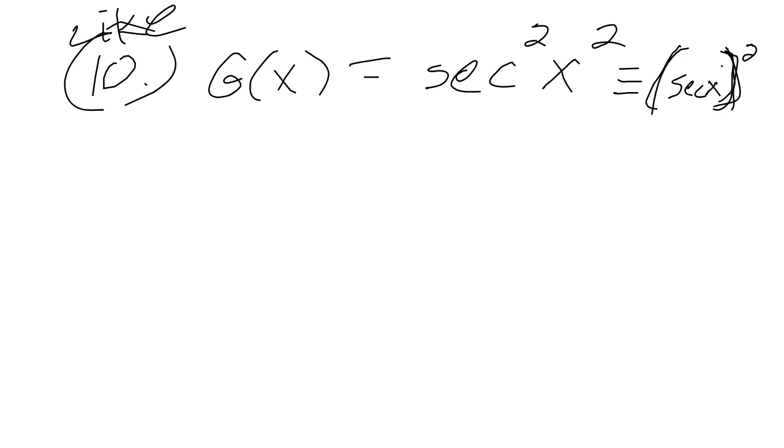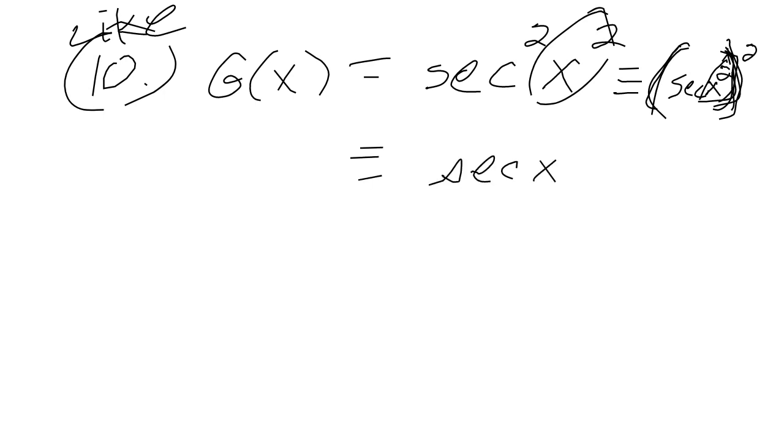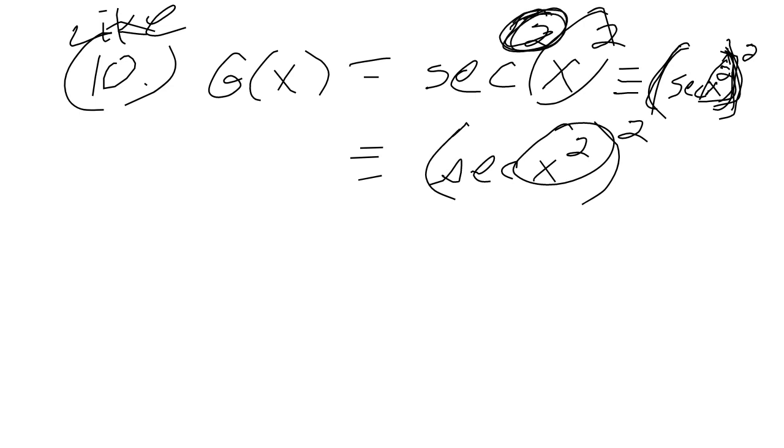Secant of that thing, quantity squared, because secant squared of this is secant of that quantity squared, right? I mean, if I let x squared be u, secant squared u is secant of u quantity squared, but u is x squared, right? So let me rewrite that. It's secant of x squared quantity squared, right? That's what this secant squared means, right?